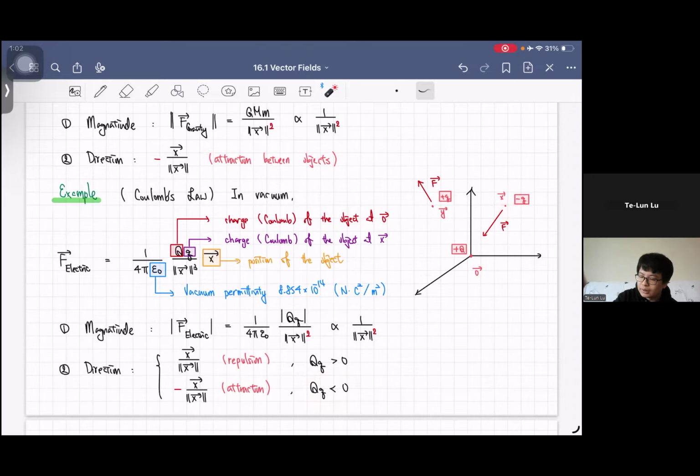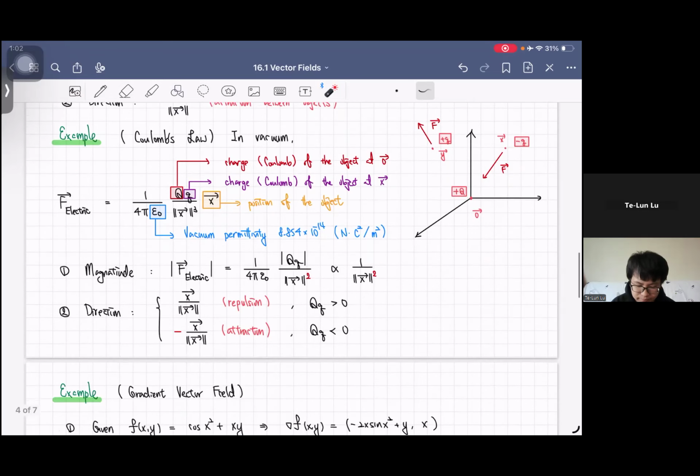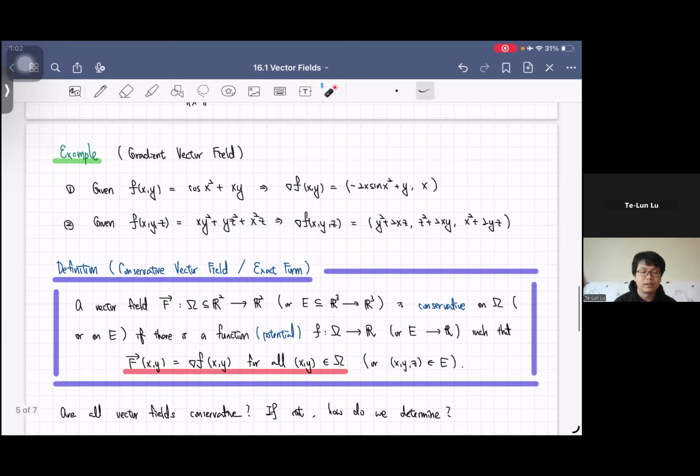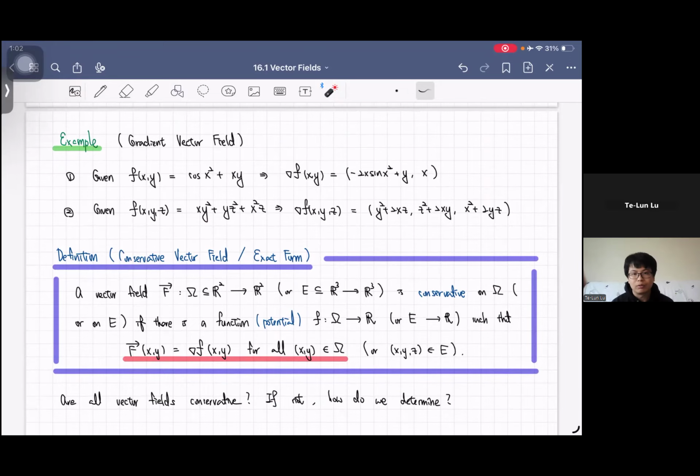Okay. For example, in this case, I put the origin as a positive charge, and this is a negative charge. So you have an attraction here, and you have a repulsion here. Okay, a little bit different from Newton's law because there is a different polar phenomenon going on here. You have a positive charge and a negative charge. Okay, so those are the two classical physics examples. We'll be coming back to them afterwards someday.